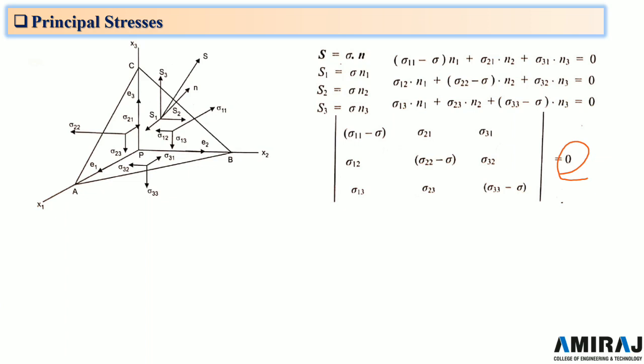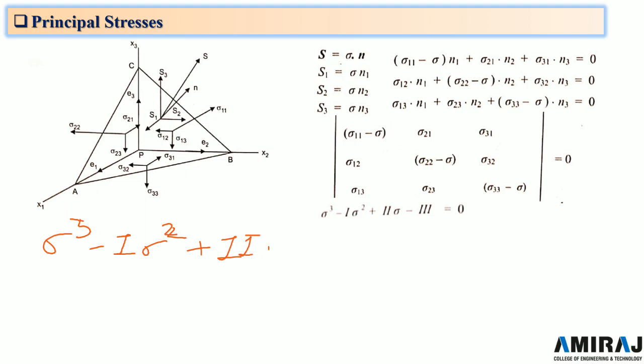The above equation, after expanding the determinant and multiplying by minus 1, may be written as sigma cube minus I1 sigma square plus I2 sigma minus I3 is equal to 0, where I1, I2 and I3 are the coefficients of the equation and have the values given below.